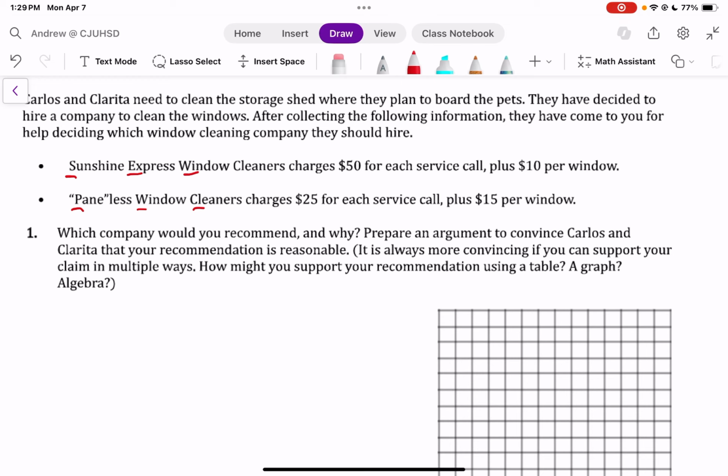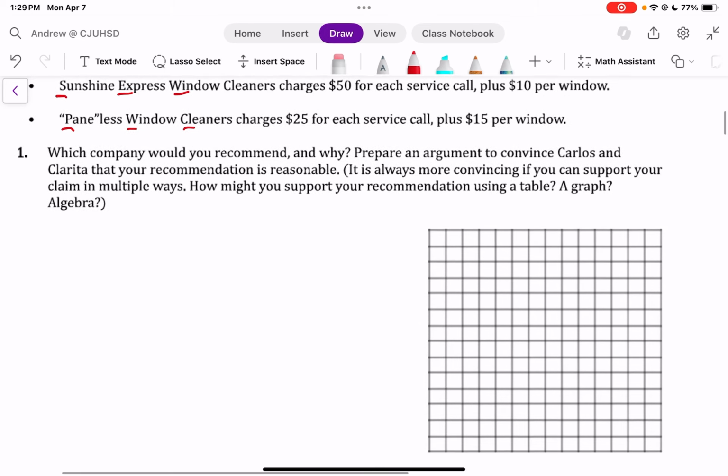Well, Sunshine, although it's more expensive to begin with, it's less money per window. And Painless starts lower but charges more per window. So you figure somewhere they're going to equal each other. So we're going to prepare an argument to convince them which is the better thing to do. And we'll start this with a table. So the table is going to be the number of windows, we'll call that X, and then you're going to have Sunshine Express windows and Painless window cleaners.